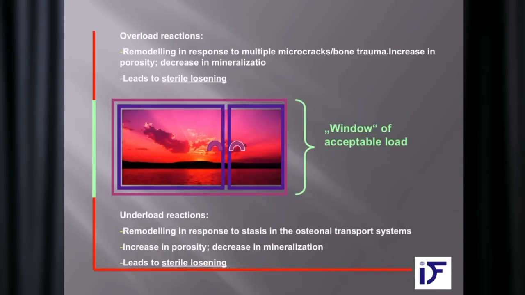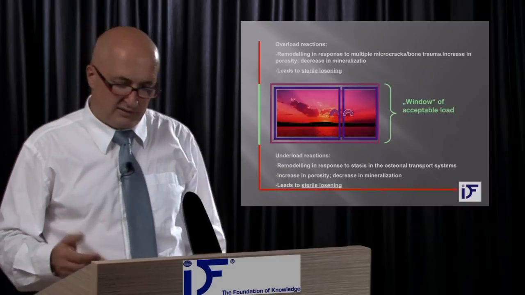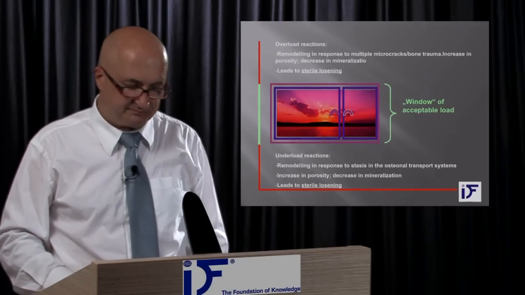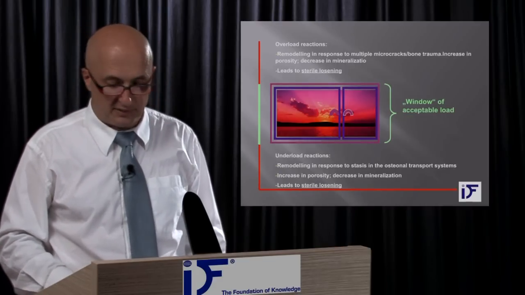Now, in this picture, it's written window of the acceptable load. So if the load is more than in the underload case and less than in the overload case, then we have a constant situation. We always have the same amounts of bone. There is not too much bone, and bone is also not resorbed. And this is the stable situation which we want. This is also the stable situation which guarantees the implant integration, a stable implant integration.